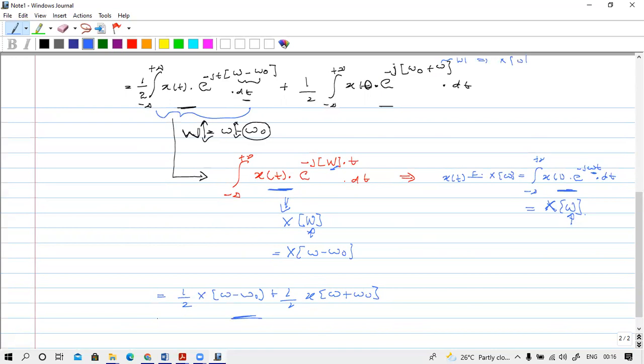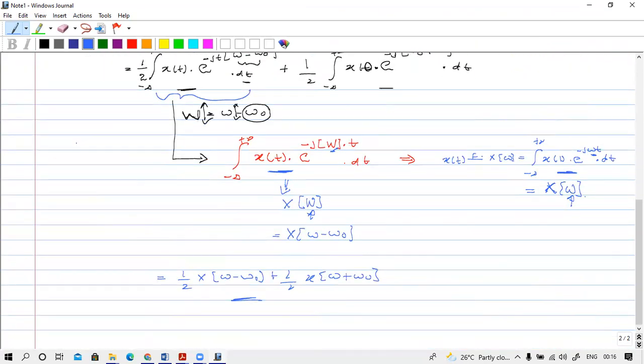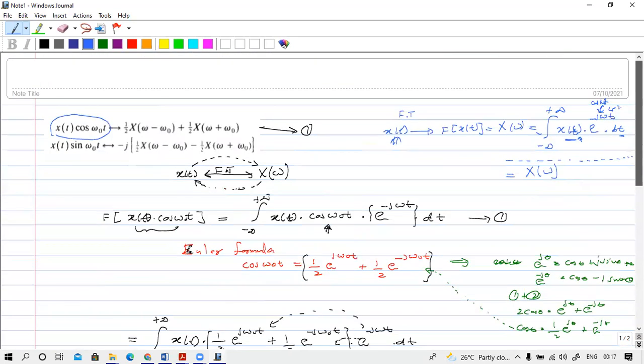So you can see that if we find the Fourier transform, the frequency domain representation, of x(t) cos(omega naught t), we will get this expression. So our first identity is proved. In the same manner you can prove the other one also. You can do it as homework.